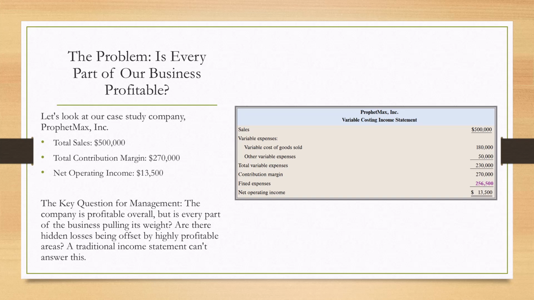But this brings up a key question for management. Is every single part of the business actually pulling its weight? Is it possible that there are hidden losses in one area being covered up by highly profitable areas somewhere else? A traditional company-wide income statement simply can't answer this question.